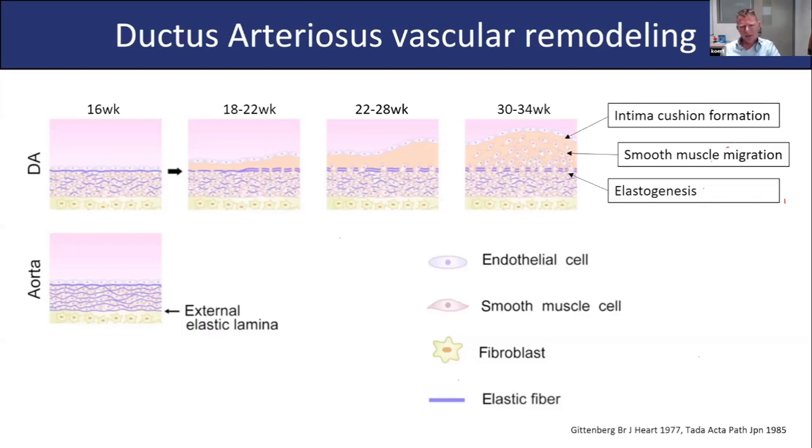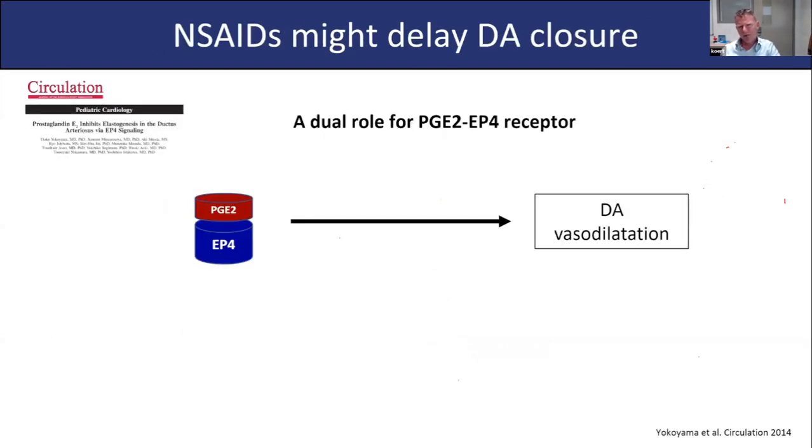Now, this Japanese group found out that the specific gene and receptor which is involved in this process is the PGE2 EP4 receptor. And that receptor actually has a dual role. As a fetus, it is designed to make sure that the ductus stays open. And that's actually the pathway we use with NSAIDs in the medicine and ibuprofen to make sure that the PDA closes faster.